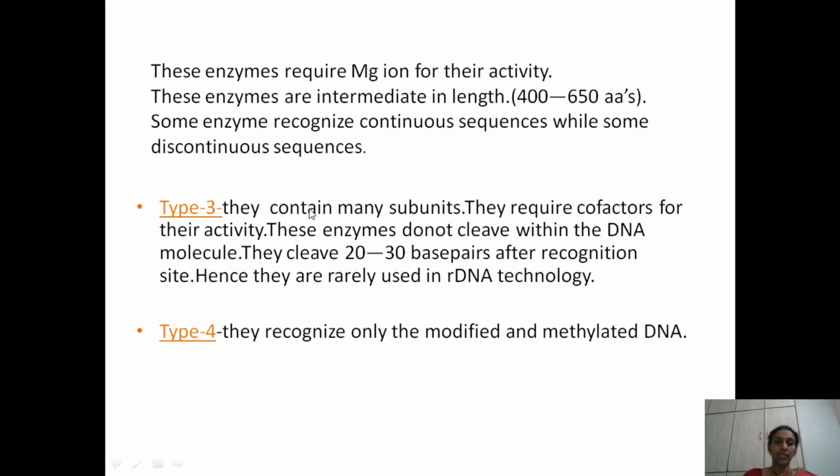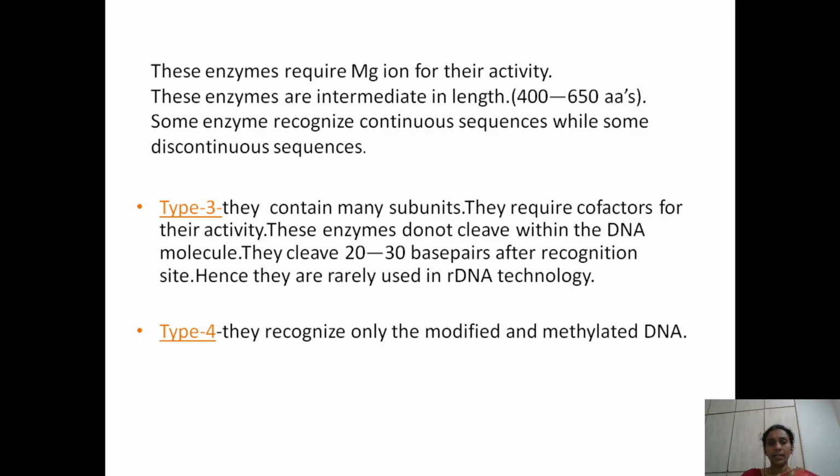Next, coming to type 3. They contain many subunits. It may be trimer, tetramer, pentamer, hexamer and so on. So, more than 2. They require cofactors for their activity. These enzymes do not cleave within the DNA molecule. They cleave 20 to 30 base pairs after the recognition site.